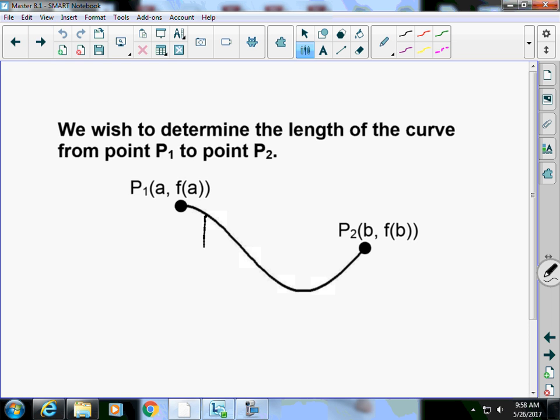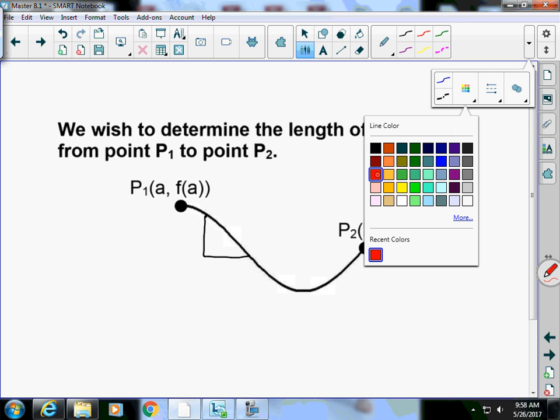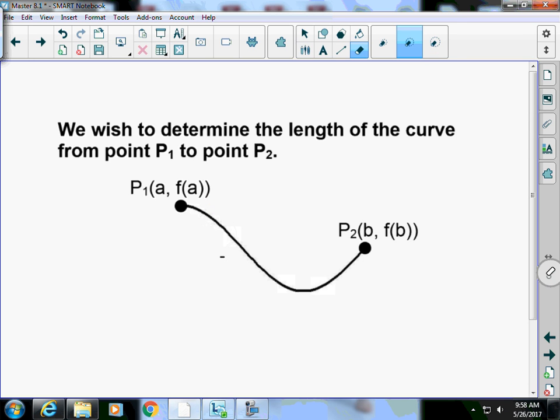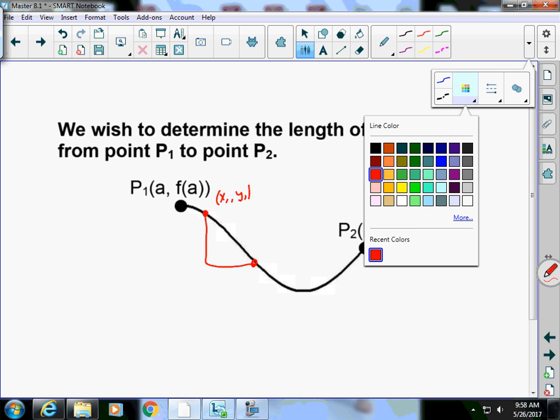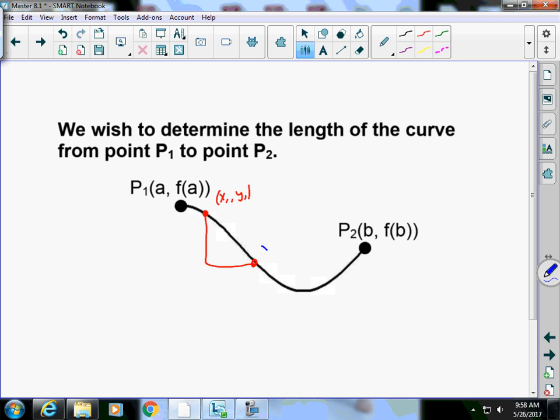So if we draw this in here, let me change the color because it's already in black. And I want to know from this point to this point here. So I'm going to call this one x sub 1, y sub 1, and I'm going to call this point over here x sub 2, y sub 2. And the length from here to here, the hypotenuse, I'm just going to call delta s.